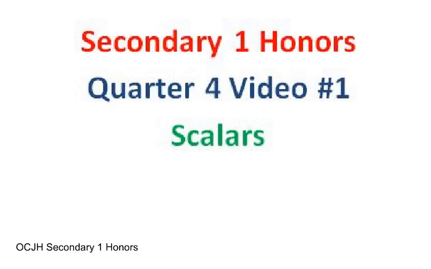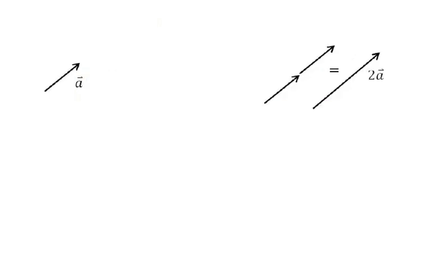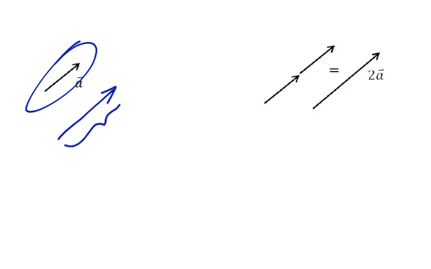This is Secondary 1 Honors, quarter number 4, video number 1, and this will be a review of scalars. Okay, if we have a vector A right here, notice the direction it's going. Remember, a vector has a magnitude and a direction, so it's got a certain length, which we can see, and it's also going a direction.